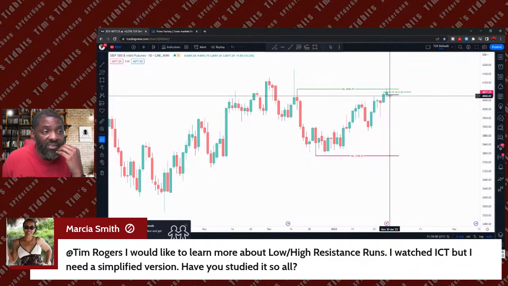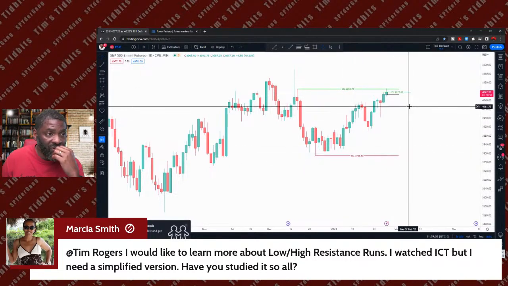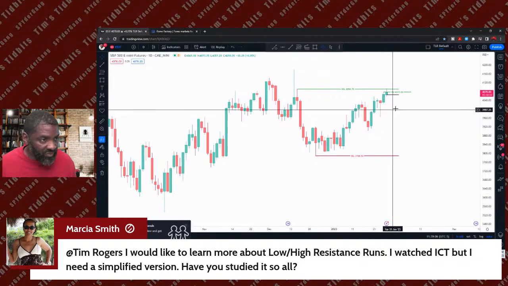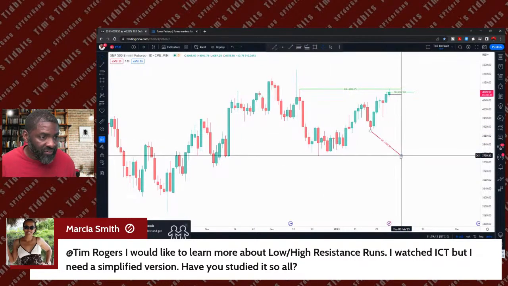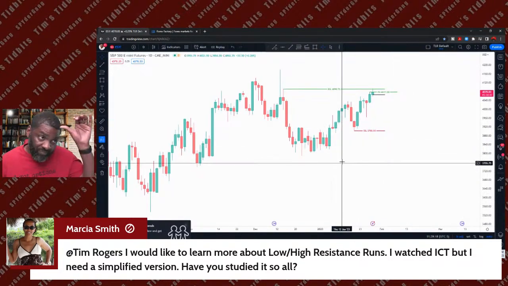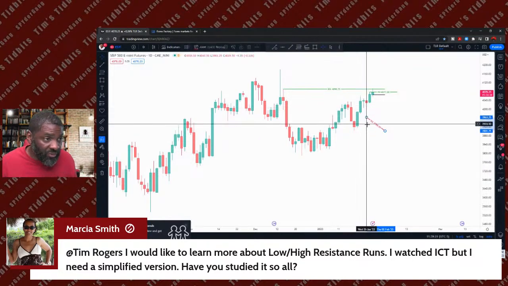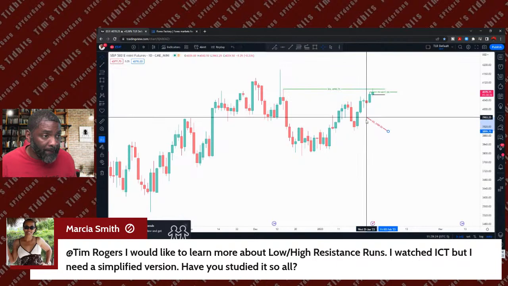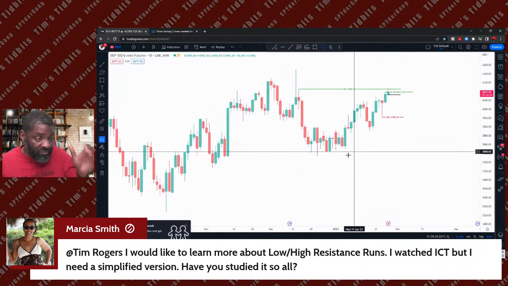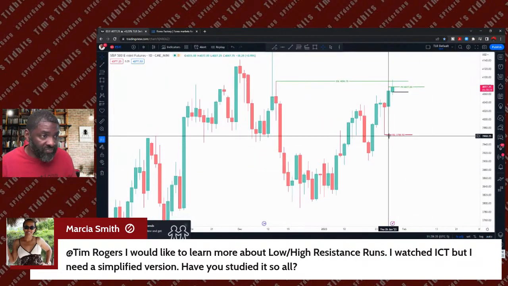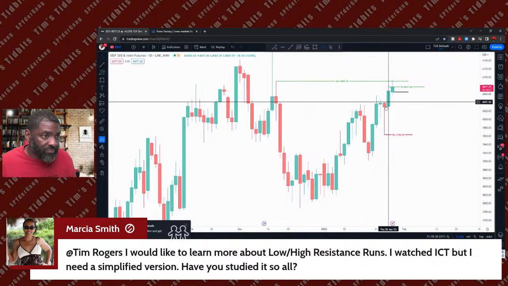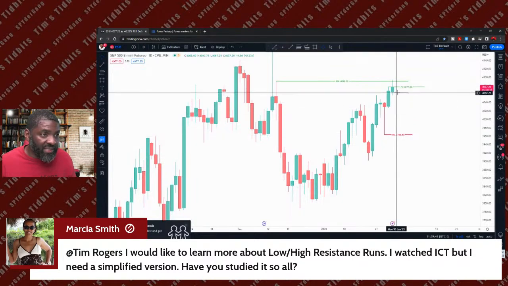What's in between today's open and the sell side liquidity? We don't even have to go that far down. We'll go to that sell side liquidity right there. We ain't gonna go terribly far, make it stupid, unfair. We just go to the sell side right there. So what's in between this sell side and today's open?